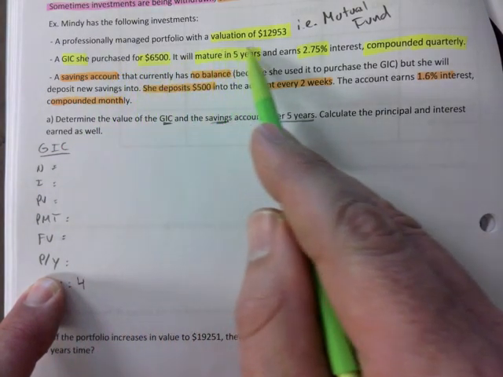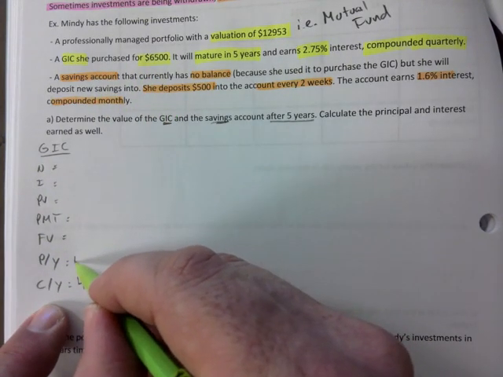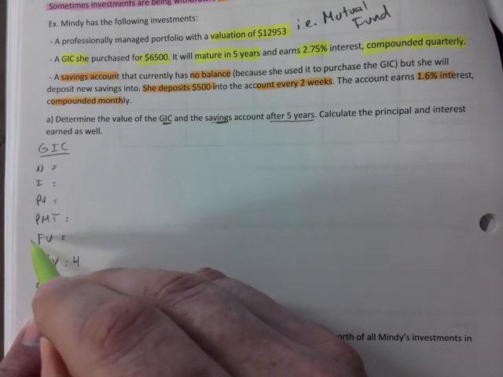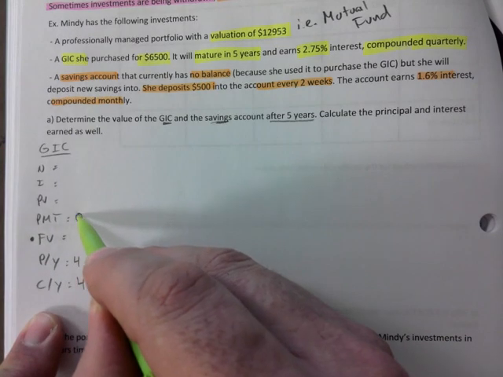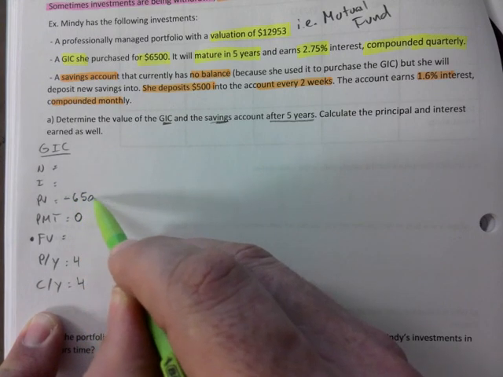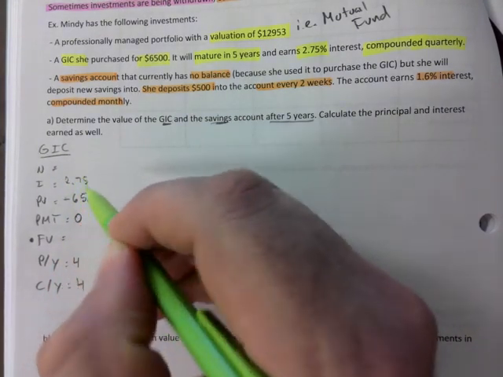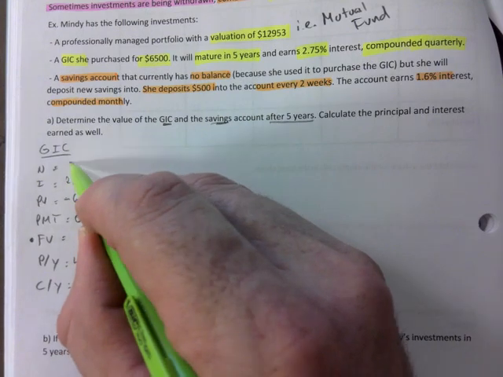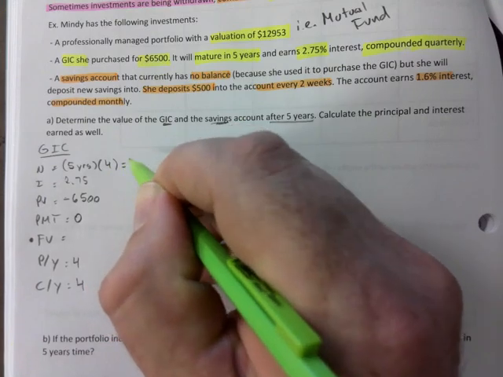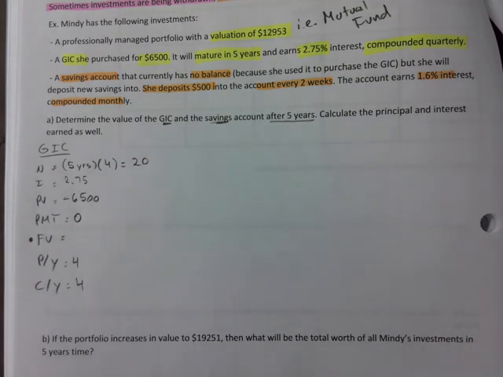If you read GIC, it just says that there's a big chunk in there. So because there are no payments, PY and CY are the same. Future value, we're wondering what that is going to be. There are no payments. The present value is what you put in. So it's leaving you. So it's negative 6,500. The interest rate is 2.75. And we're doing this over 5 years. So 5 years times whatever PY is. Don't forget that. So we're talking 20 quarterly periods are happening here.